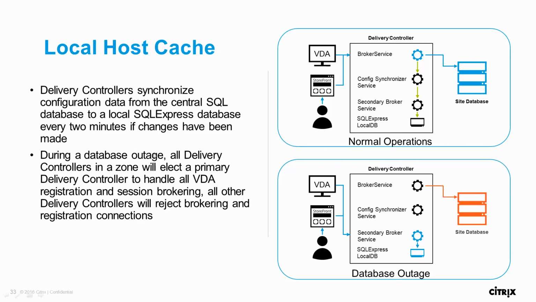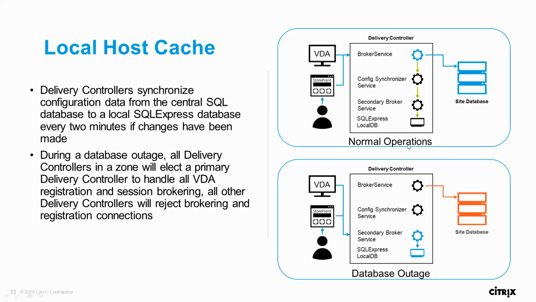During the database outage, all delivery controllers in a zone will elect a primary delivery controller to handle all VDA registration and session brokering. Guys, as I told you before, in a site we are not running only one delivery controller; we have more than one. If there is more than one delivery controller, each has a local DB, that is, a local host cache. So out of three or maybe two delivery controllers, which one's local host cache will manage the brokering of sessions? That is the question. So in this area an election process handles it.